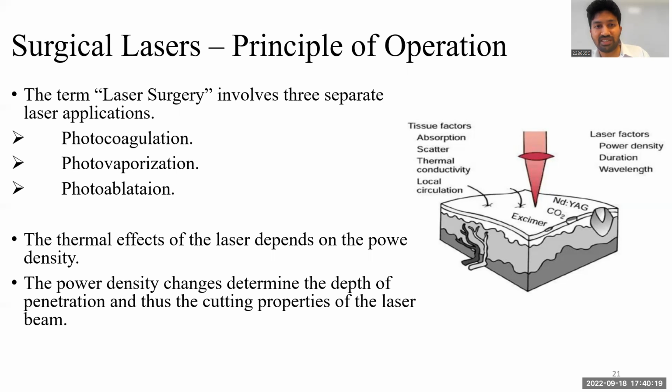And then we have photovaporization. This is when we increase the temperature above 100 degrees Celsius. Tissues consist of 70% water, and once it starts boiling, it evaporates all the water and vaporizes the tissue, causing the tissue to be completely destroyed. And photoablation is when we are using high power lasers in the ultraviolet wavelength. The chemical bonds are broken without causing local heating. This is what happens in photoablation.